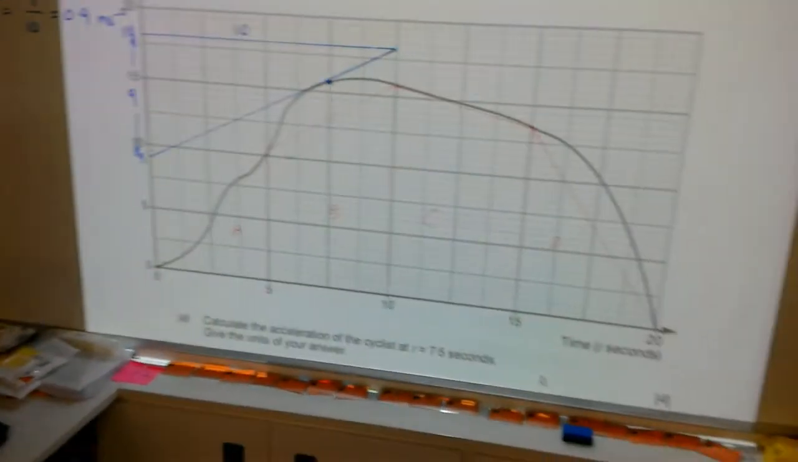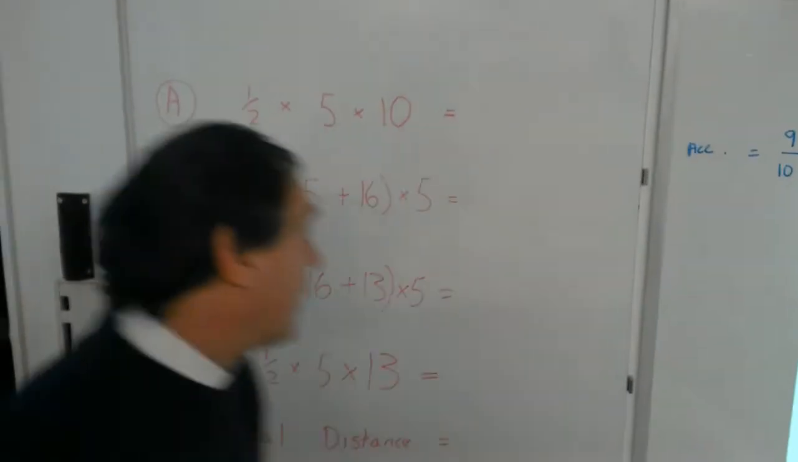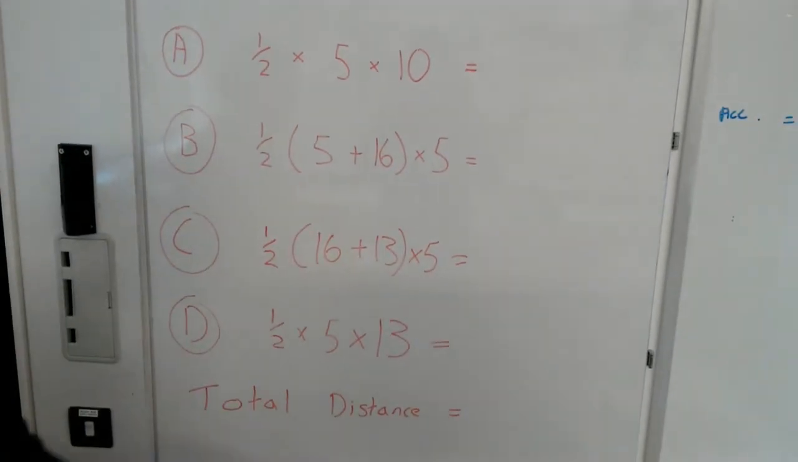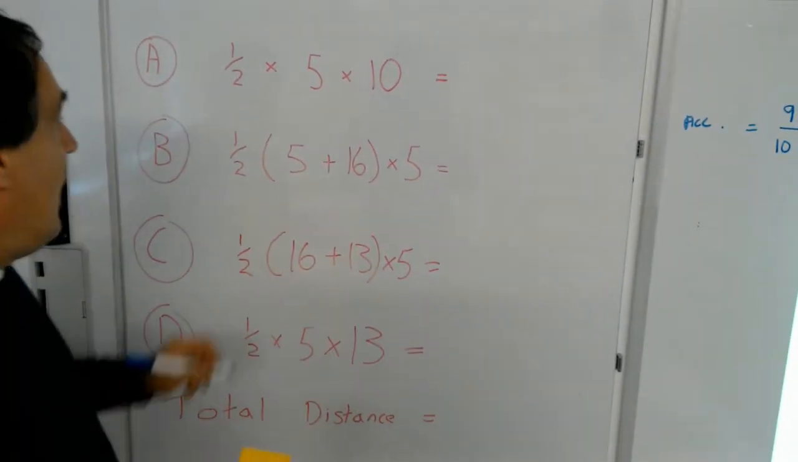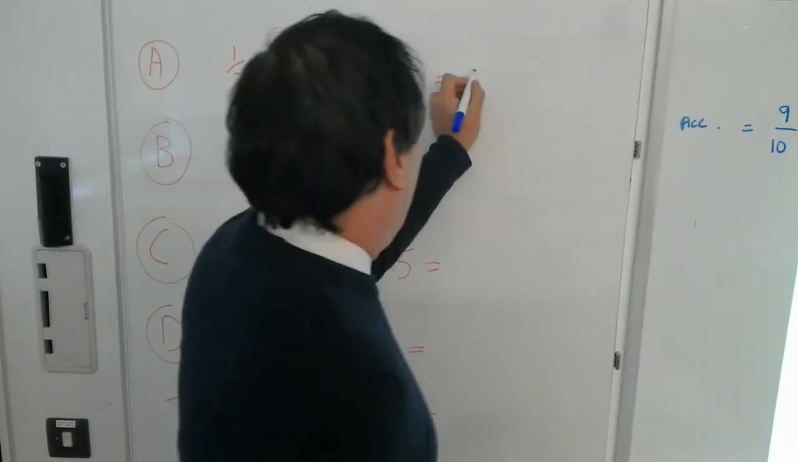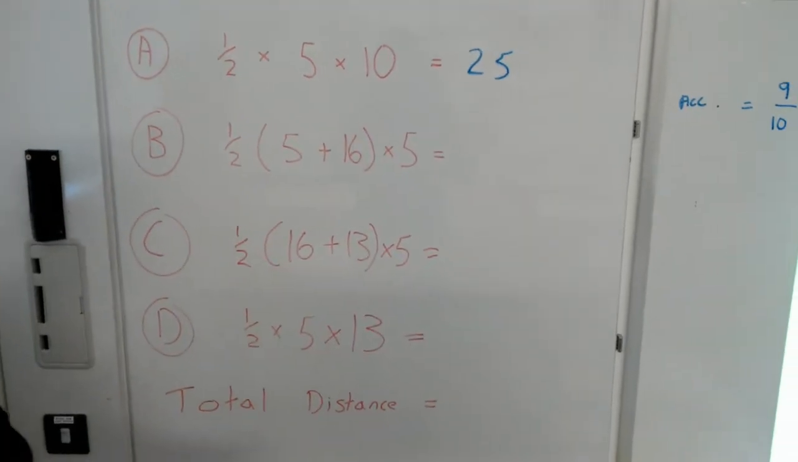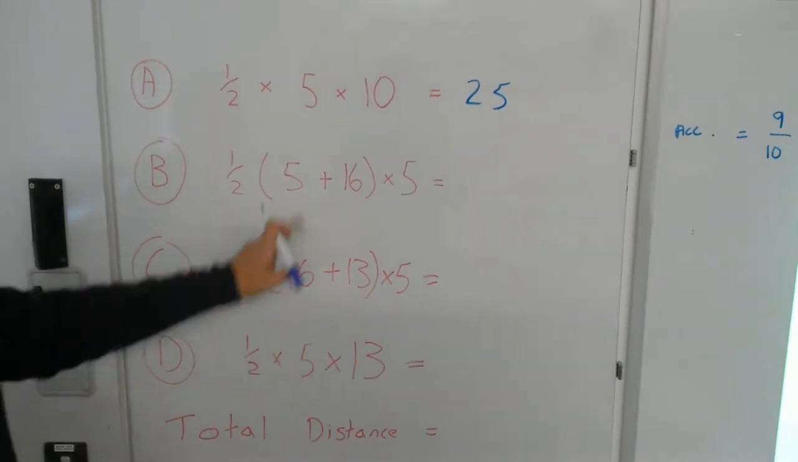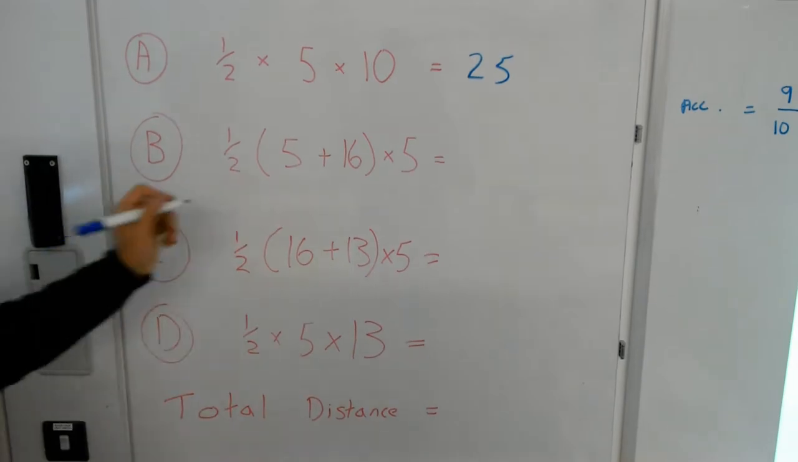Okay, over to this board now. We can now work out the area of all of the strips. So, if I was to consider strip A, which is a triangle, it will be half times the base of the triangle, which is 5, times its height, which is 10, and that would then give me an answer of 25. And if I was to work out the area of the second strip, it's a trapezium, it'd be half lots of 5 plus 16, multiplied by 5, which would give me an answer of 52.5.